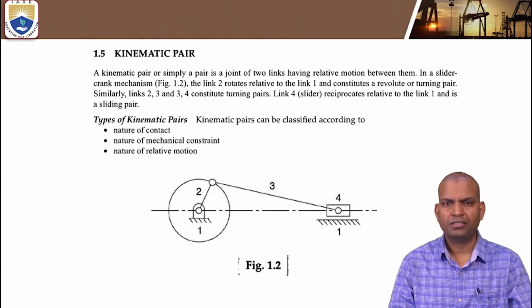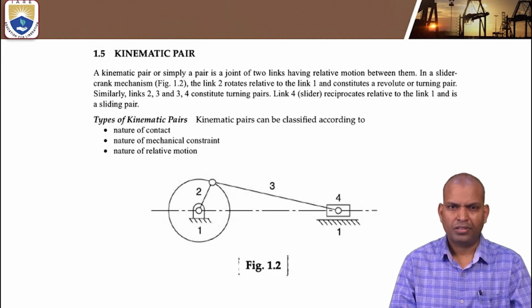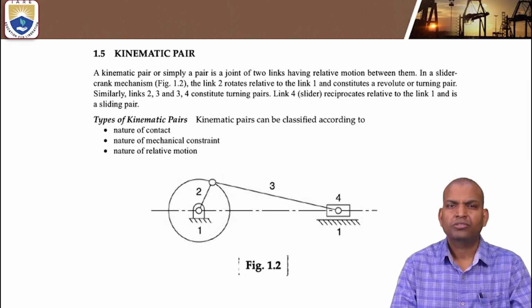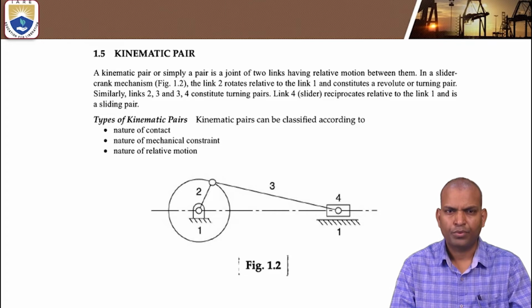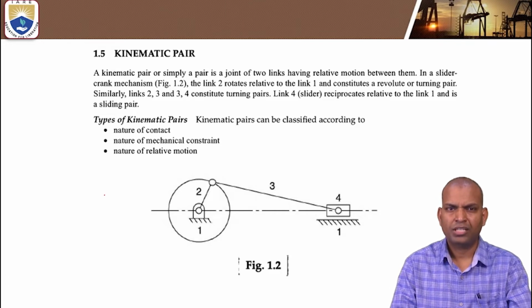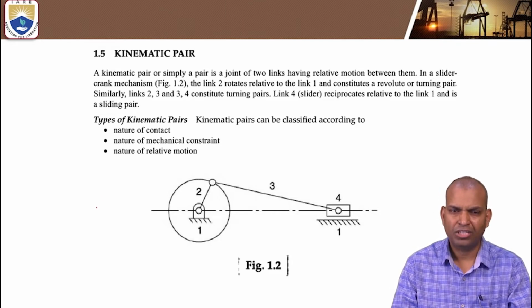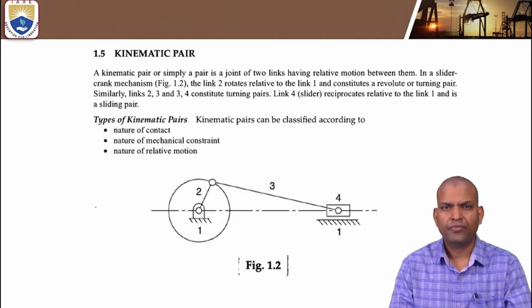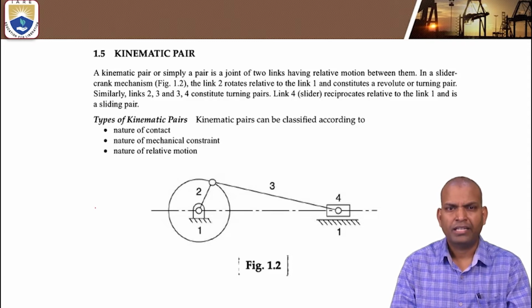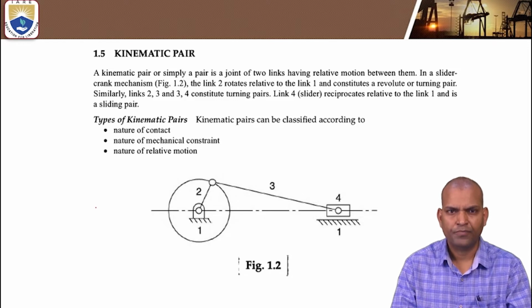There are three types. All kinematic pairs are classified based on three categories. Number one, nature of contact between the links. Number two, nature of mechanical constraint. And number three, nature of relative motion between the links.